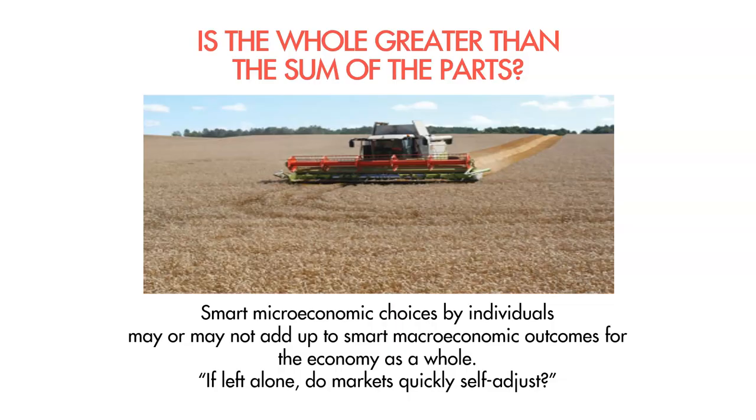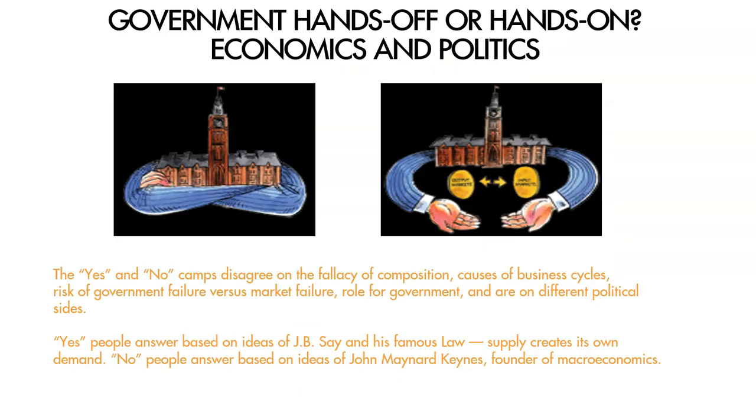So we talked about this in class. For the sake of time, I'm not going to go into any great detail here. And then this question, government hands off or hands on? Now it affects economics and it affects politics. Now there's essentially two groups of people. There's a yes camp and a no camp. And they disagree on the fallacy of composition. They disagree on the causes of business cycles and the risk of government failures versus market failure and the role of government. And they're on real different political sides.